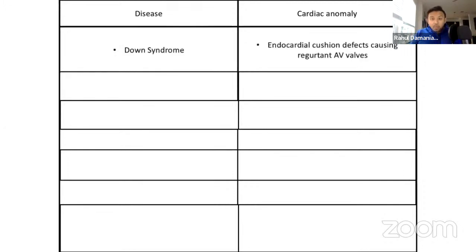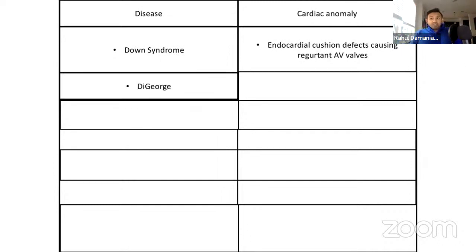So what I want to do now is go through a quick rapid review of genetic heart lesions and the specific cardiac anomalies you will see on your USMLE exam. So let's go through this. Down syndrome. What are going to be the key characteristics in Down syndrome? Well, you're going to have endocardial cushion defects. And remember that those endocardial cushion defects are going to give you regurgitant atrioventricular valves.